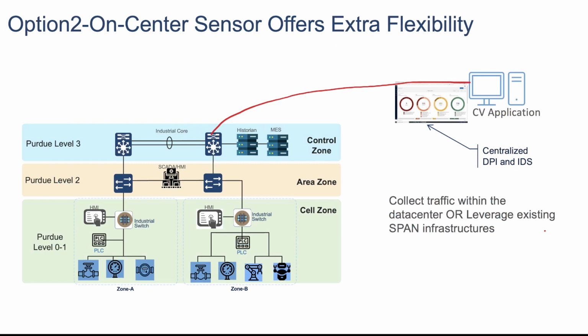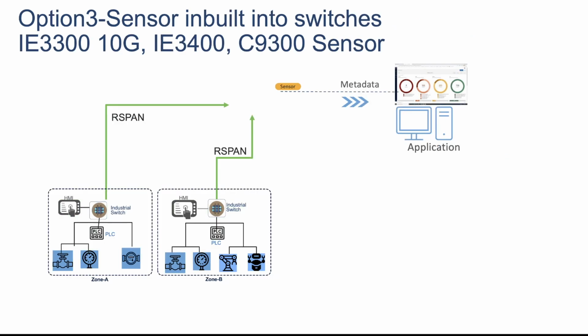Option number two, inbuilt sensors. If it is a data center at Purdue level 3, the data is sent directly to Cisco CyberVision for deep packet inspection. So it could use the existing network as well. The third option is inbuilt sensors in the switches. It is like a 2-in-1 device, a switch cum sensor. We can use the IC3400 or probably the IE3300 with 10G interfaces, or the Catalyst 9300. The list was already shared in earlier slides.